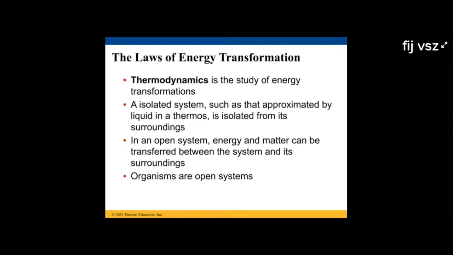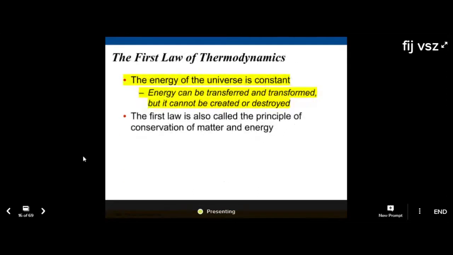An isolated system, like a liquid in a thermos, is isolated from its surroundings, right? But in an open system, energy and matter can be transferred between the system and its surroundings. Organisms are open systems. So is the Earth, by the way. We receive light energy and heat energy from the sun, and then the Earth radiates back into space. A lot of that heat energy gets lost forever. We can't get it back, which is why sunlight winds up being so important.